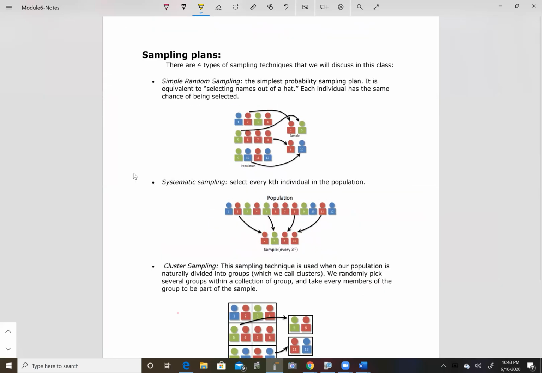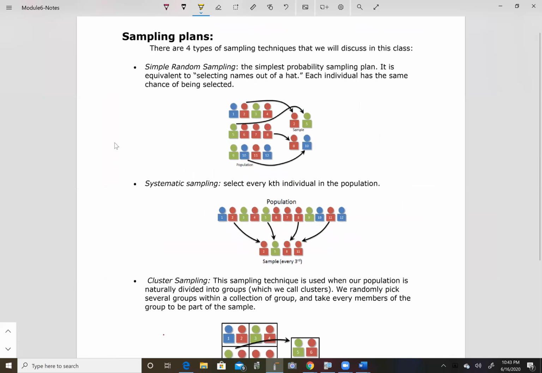All right, so different types of sampling plans. These are the 4 major ways, and these are what you are going to need to know also for the test. Simple random sampling, the simplest probability sampling plan. It is equivalent to selecting names out of a hat, just what I was talking about. Each individual has the same chance of being selected.